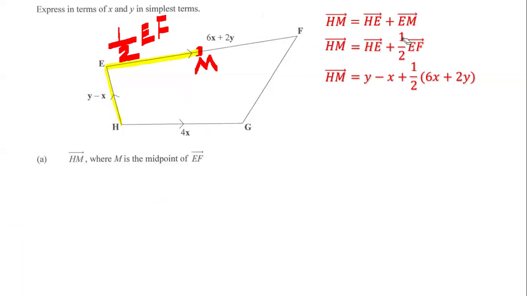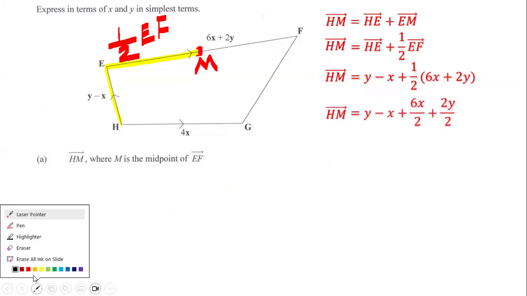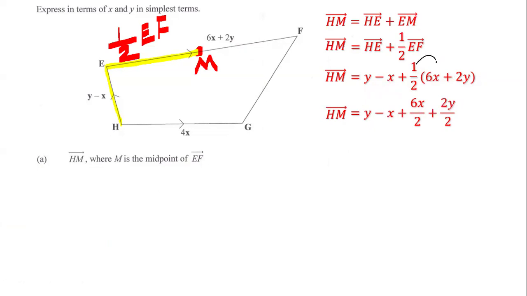Since EM is equal to half of EF, that means EM is equal to half of 6x plus 2y. So we substitute, and EF is equal to 6x plus 2y, so EM is equal to half of 6x plus 2y. Now we have to simplify this expression, so we have to distribute. A half multiplied by 6x gives us 6x over 2, and a half multiplied by 2y gives us 2y over 2. Let me just bring down the y.